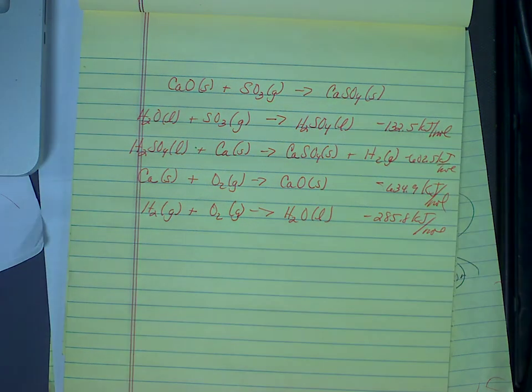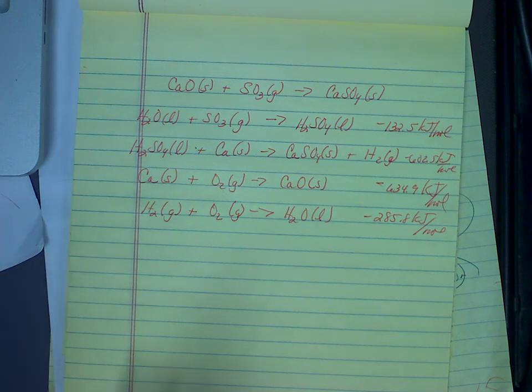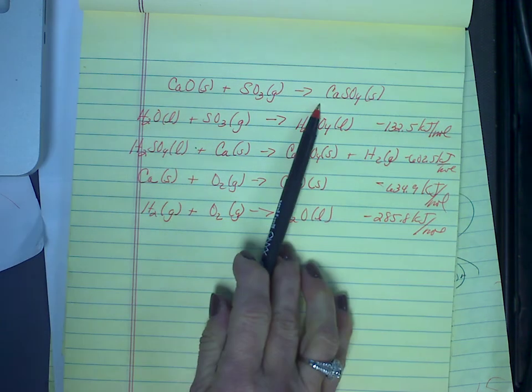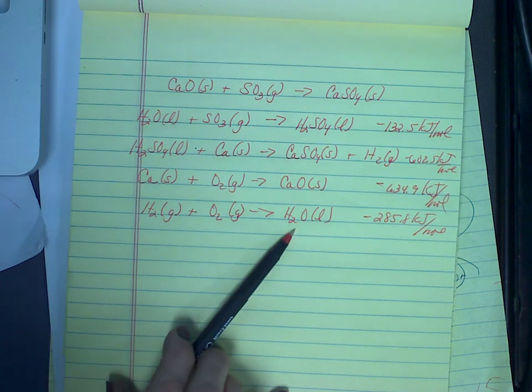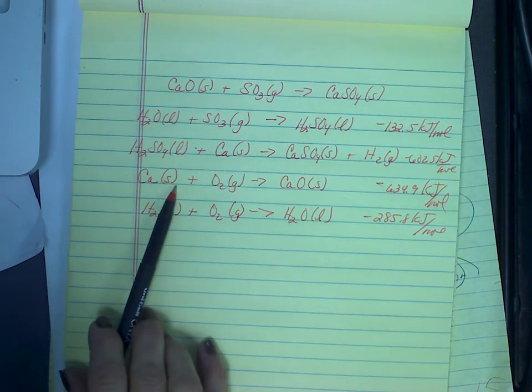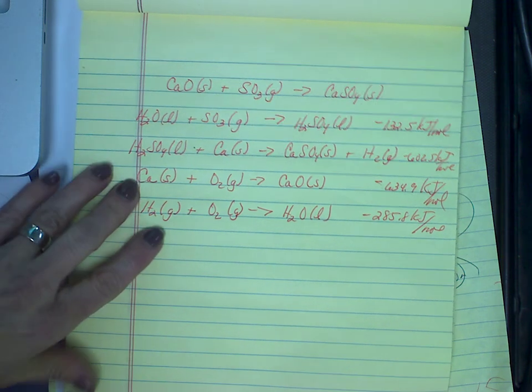Now, one of the first things I see is that, number one, there is no water in the first equation, and there is no just plain calcium. Okay? Also, I see that these waters could cancel, but these two calciums can't. Why can't they cancel? Because they're both on the same side of the reaction. One has to be on the other side, okay?